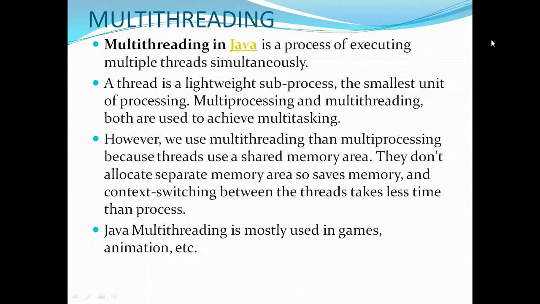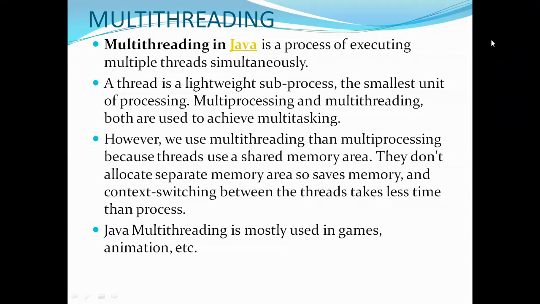Now what is multi-threading? Multi-threading in Java is the process of executing multiple threads simultaneously. That is, multiple threads are executed at the same time. A thread is a small lightweight process, and a thread is the smallest unit of processing. Multi-processing and multi-threading are both used to achieve multitasking.